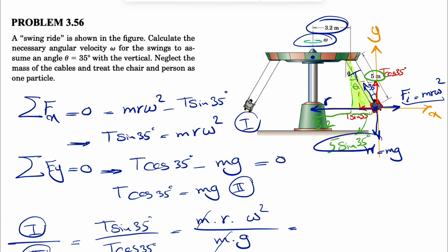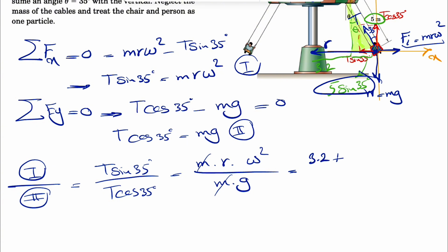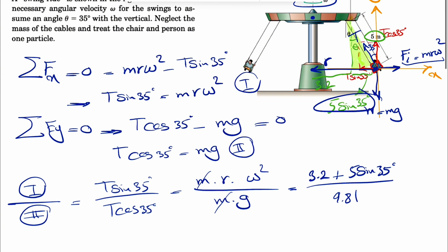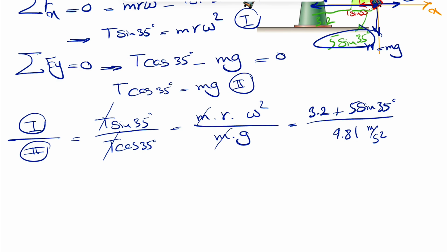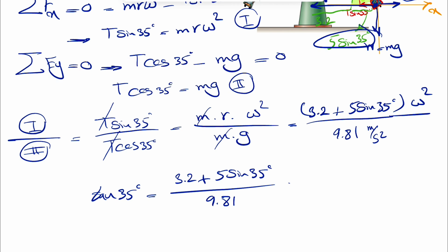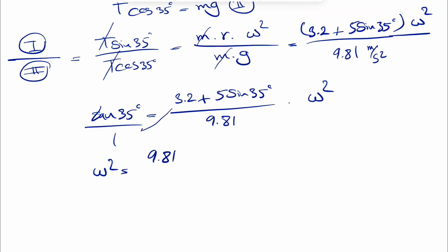We basically have 3.2 plus this. So 3.2 plus 5 sine of 35 degrees divided by our g, which is 9.81. All of our units are based on meters, so this would be 9.81 meter per square second. And on the left side, we can get rid of T. So we're going to end up with sine of 35 over cosine of 35, which will be the tangent of 35 degrees. And I forgot to put our angular velocity in here. So we're going to have 3.2 plus 5 sine of 35 degrees over 9.81 times w squared. So now we have 9.81, just cross multiply this.